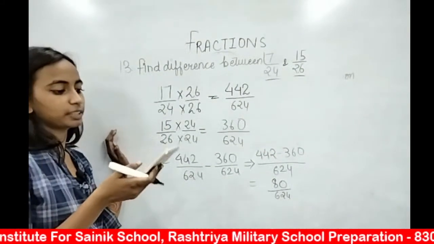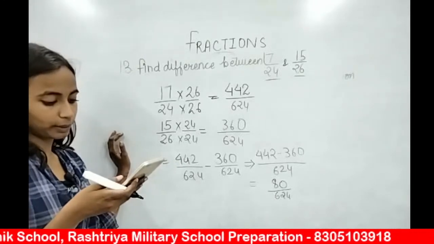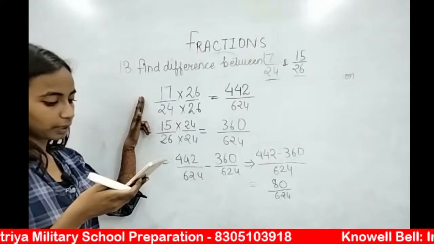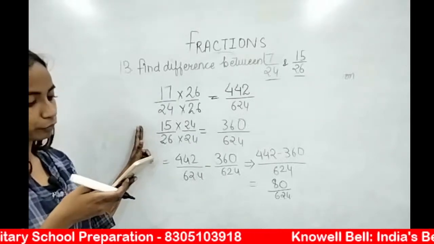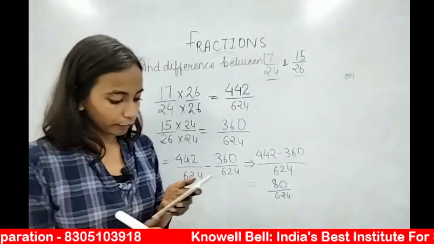Screen is blur. Srishti, increase the resolution from auto to 720p. When the process is 26 multiplied by 17 and 24 by 15, the difference between them would be, yes, just one, the difference of the fraction.